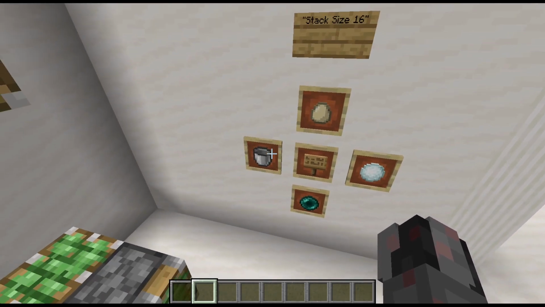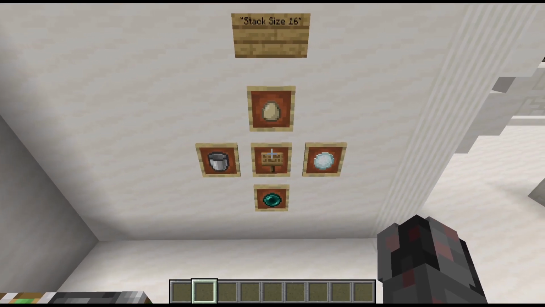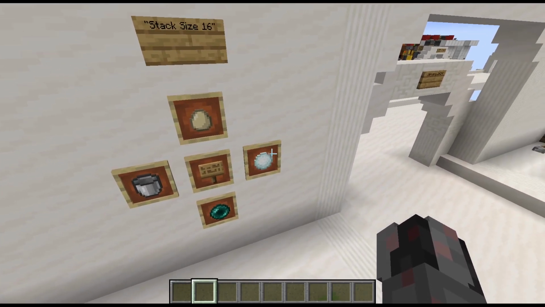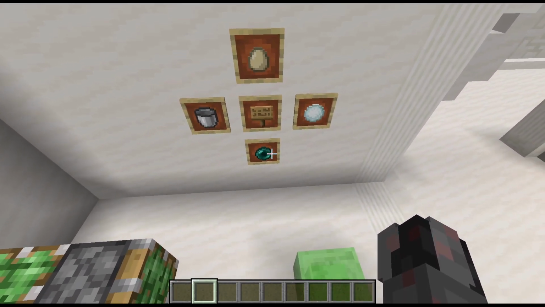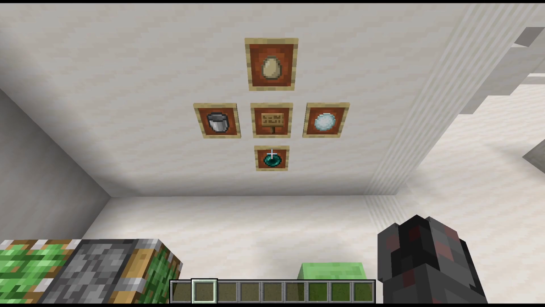Of course, you can use buckets if you have an iron farm somewhere. You can also use signs, or, and this is likely the cheapest alternative, snowballs. You could also use, if you have an Enderman farm, some Ender pearls.